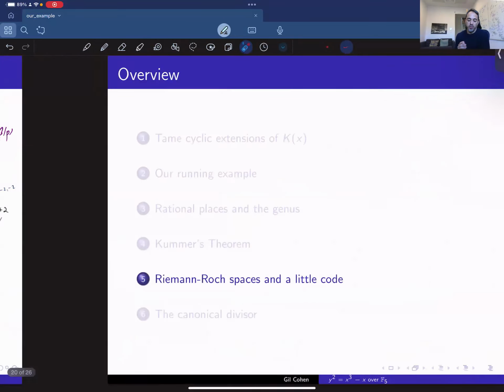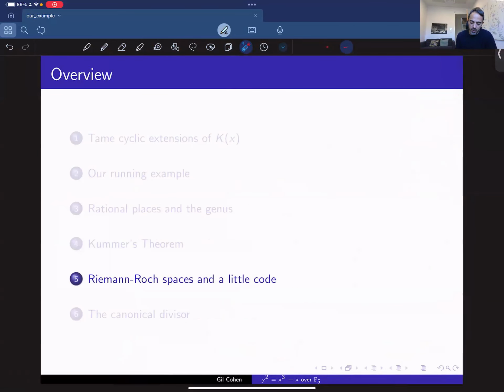So what are we going to do with this? So just for fun, we are going to play with Riemann-Roch spaces and construct a little code out of this. It's not a very useful code, but it's a code. It's going to be optimized.